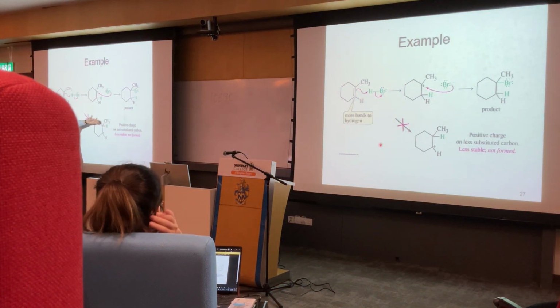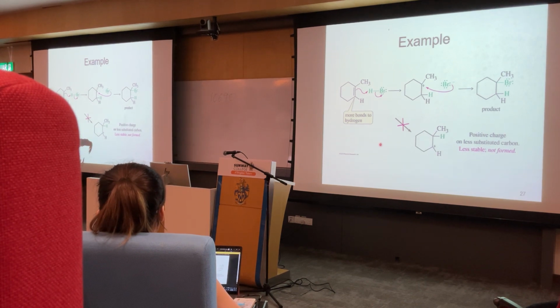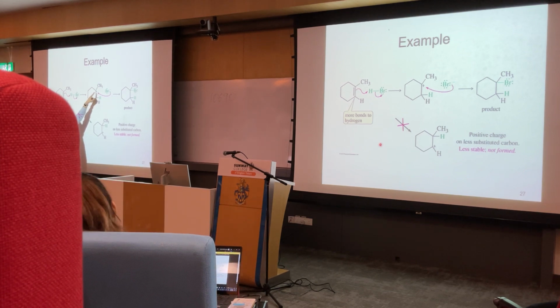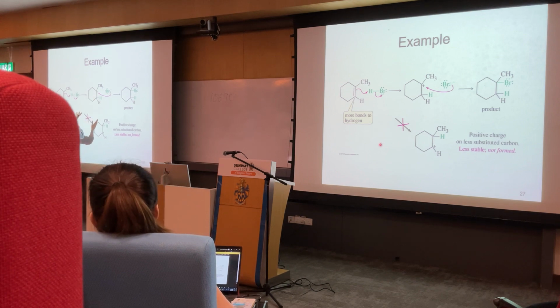Right? This is just the replicate of this, and I'm only trying to show you the different possibilities. But when we put hydrogen here, the positive charge comes there. And when we put hydrogen here, the positive charge comes there. So which of these carbocations is more stable?